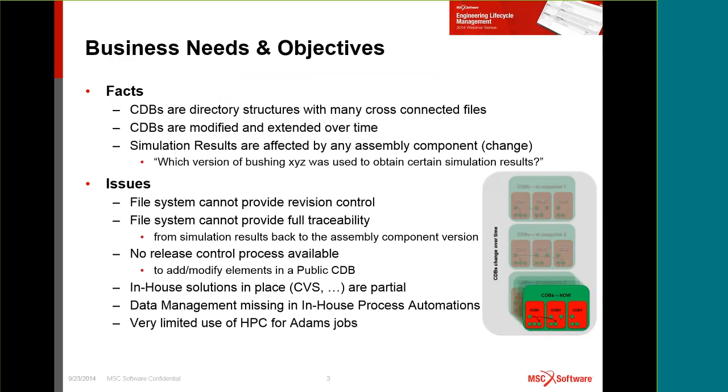So first of all, let's say a few words about facts around Adams Car, which is the engineering tool that we are talking about today. There are some facts that we need to share since the beginning. We know how Adams Car works, and we know that the architecture of Adams Car is based on some databases that you call CDBs, and these CDBs are essentially directory structures with many cross-connected files, and CDBs evolve during the development of cars, are modified, are extended, and so on. And we know that each simulation result is affected by any assembly component change.